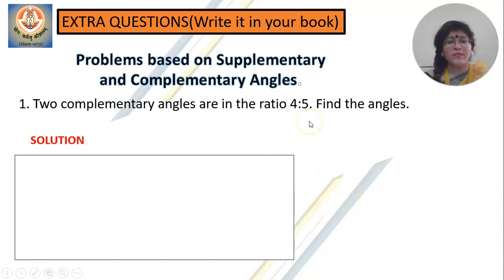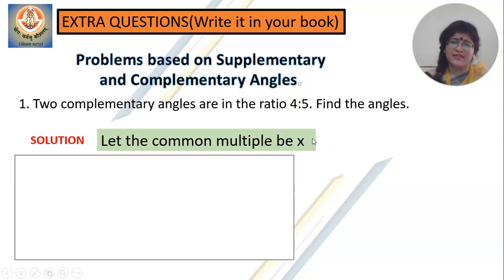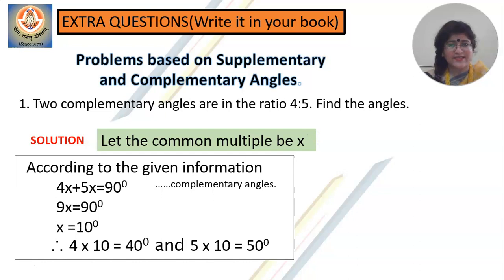Whenever you come across any question based on ratio, you have to start off with: let the common multiple be x. So if the common multiple is x, what will be the angles? It will be 4x and 5x. So your next step will be, according to the given information, 4x plus 5x is equal to 90. And why is the total 90? Because it is mentioned they are complementary angles. I hope this part is clear.